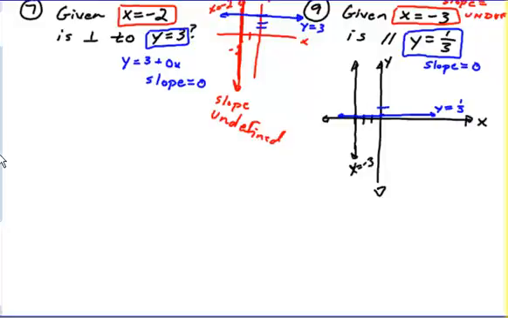Are these perpendicular, parallel? What's up with these? Parallel. Yeah, I can hear you. So these right here are perpendicular in both examples. When you have undefined and 0, you have perpendicular.